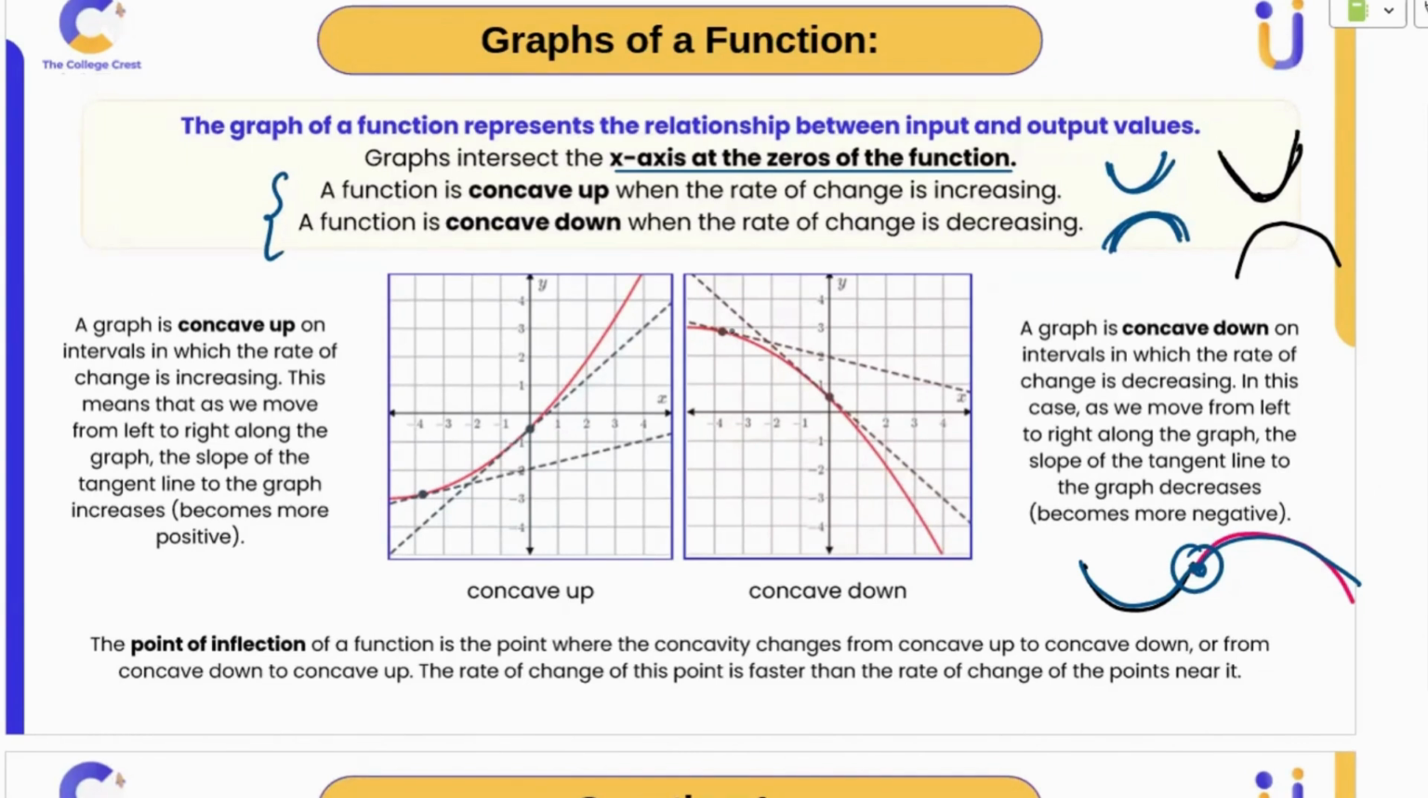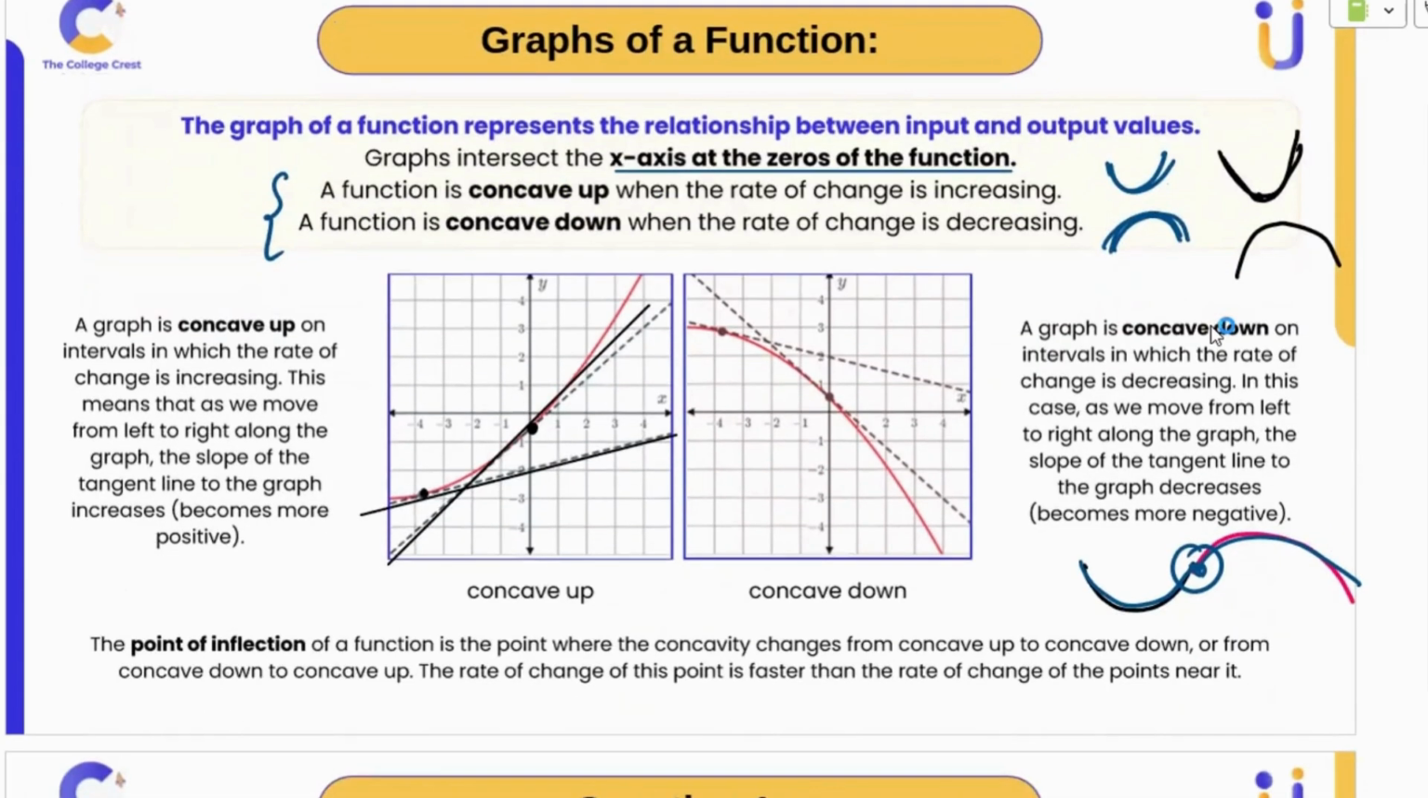You can also do this by drawing tangent lines. Pick any point, draw one tangent here, and on the right side pick another point and draw a tangent. So the tangent keeps on increasing, right? If the tangent slopes are increasing, it's concave up, and when the tangent slopes are decreasing, it's concave down. That way also we can check the shape of the graph. But the very easiest way is this cup and cap way.